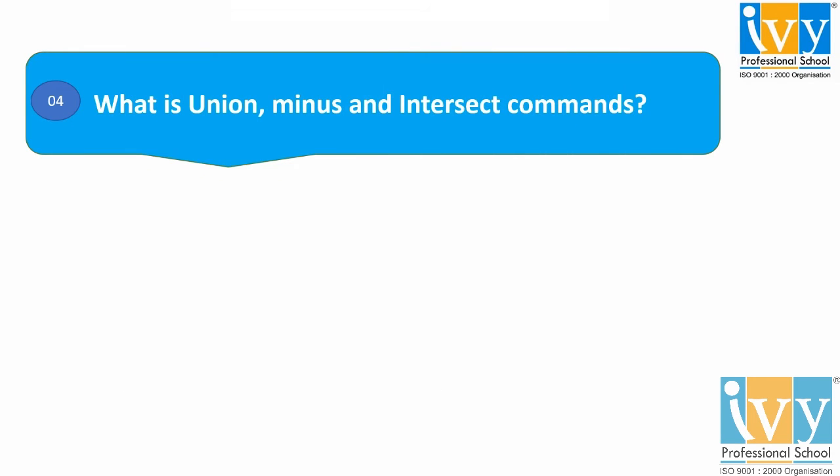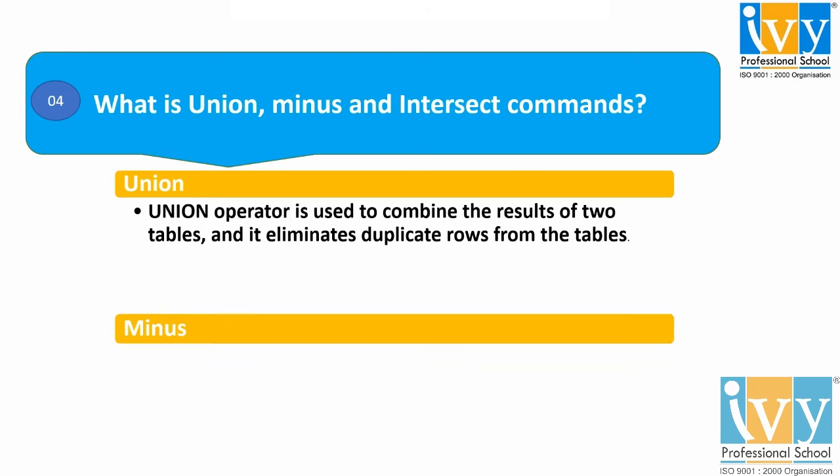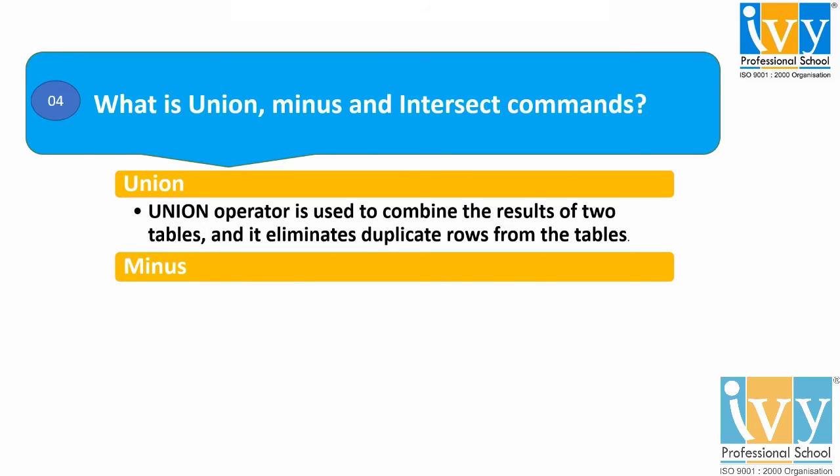Moving to the fourth question. What are UNION, MINUS and INTERSECT commands? The UNION operator is used to combine the result of two tables and it eliminates the duplicate rows from the table. In other words, it can be used to combine the result sets of two or more SELECT statements. It also removes the duplicate rows between the various SELECT statements.